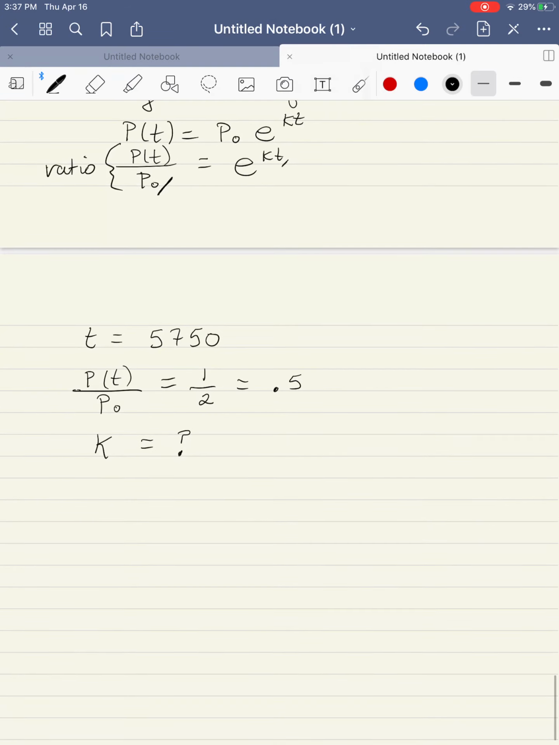And what we are trying to find is the rate. So I'd like you to go ahead and put the 5750 in for T, the 0.5 in for P of T over P sub 0, and solve for K. Pause the video, do that, and then turn the video back on.